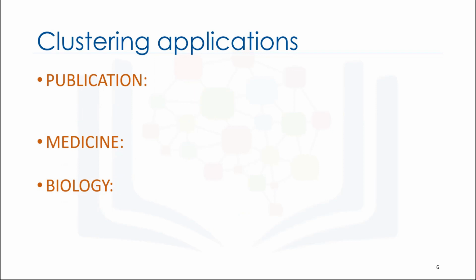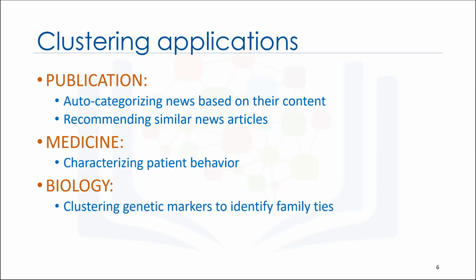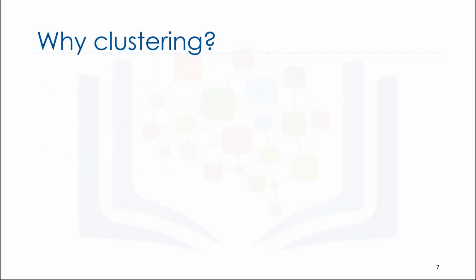In publication media, clustering is used to auto-categorize news based on its content, or to tag news, then cluster it so as to recommend similar news articles to readers. In medicine, it can be used to characterize patient behavior based on their similar characteristics, so as to identify successful medical therapies for different illnesses. Or, in biology, clustering is used to group genes with similar expression patterns or to cluster genetic markers to identify family ties.